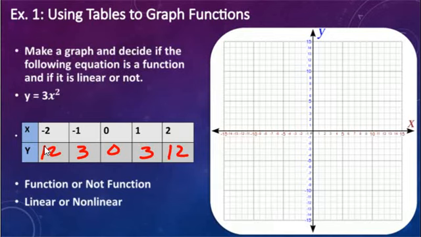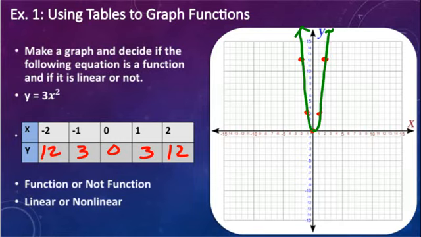I got negative 2 and 12. Negative 2 and 12 would be up here. Negative 1 and 3, be here. 0 and 0 would be in the center of the origin. We got 1 and 3, be here. And then 2 and 12 will be up here. Then I can draw my parabola. And there you have your graph.